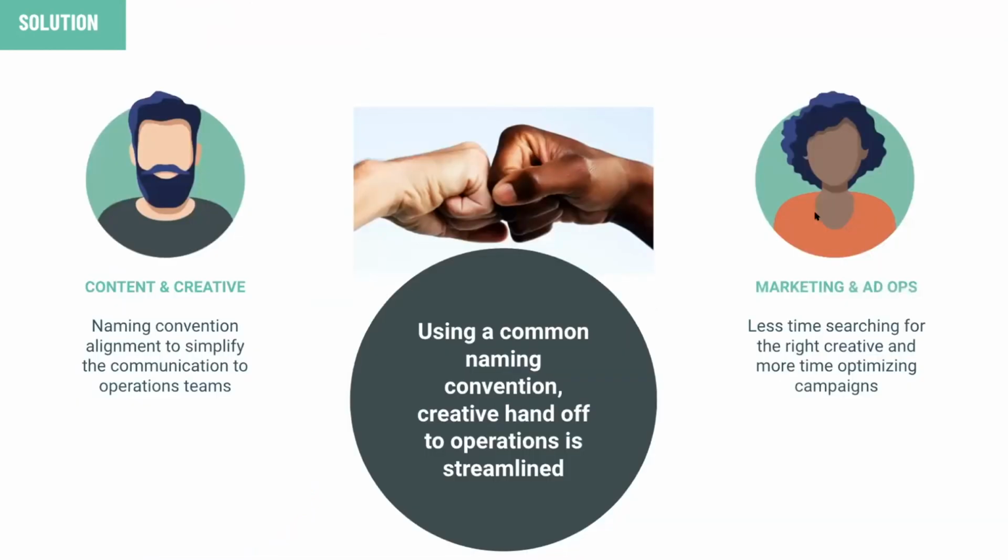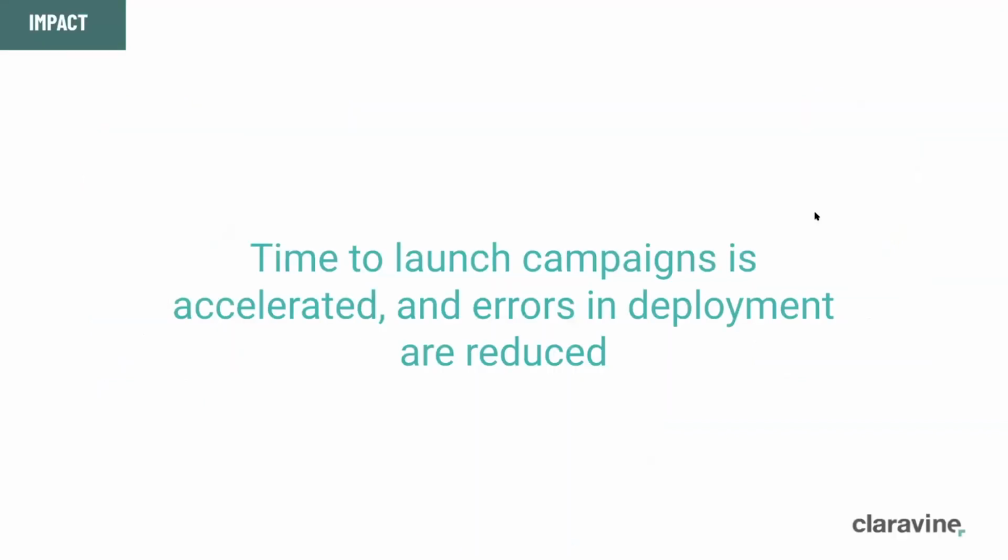And again, the naming convention handoff from the content creative teams, creative agencies, if you will, that handoff can be streamlined, and the marketing and ad ops team can spend less time searching and making sure it's the right creative, but more time optimizing those campaigns and understanding what creative is working and what creative is not working. And again, time to launch campaigns is accelerated and errors in deployment are reduced.